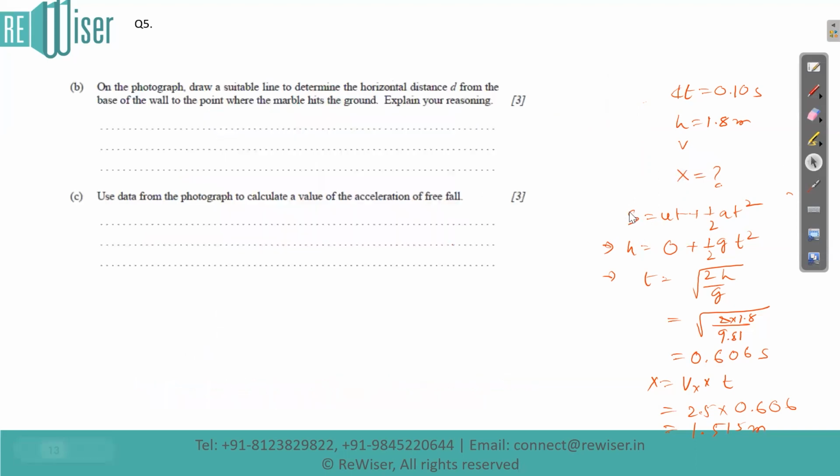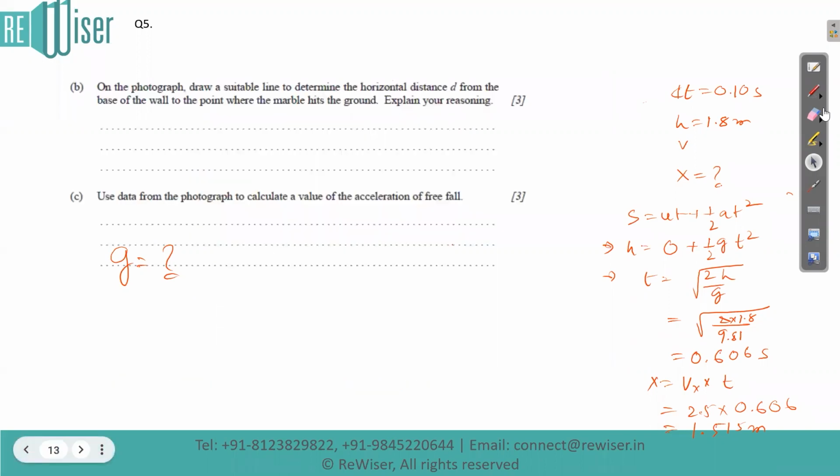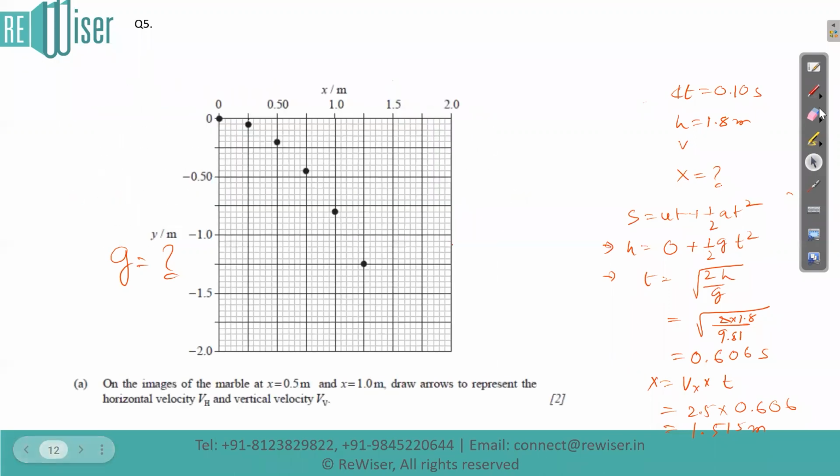The next question. Use the data from the photograph to calculate the value of acceleration of free fall. Okay. Yeah. So here they're actually asking us to find out g from the graph. That's simply what they want us to find out. Okay. So what I can do is, yeah, data from the photograph.